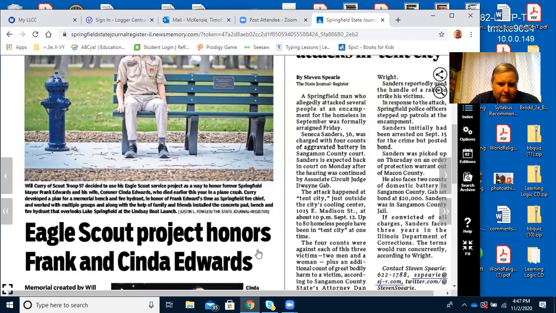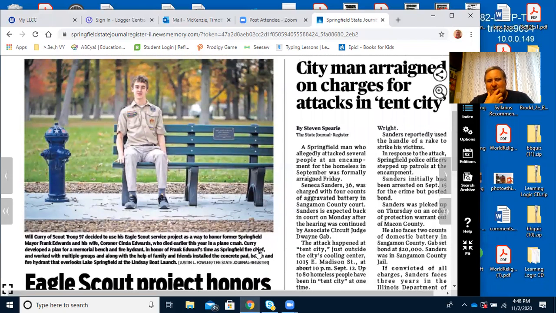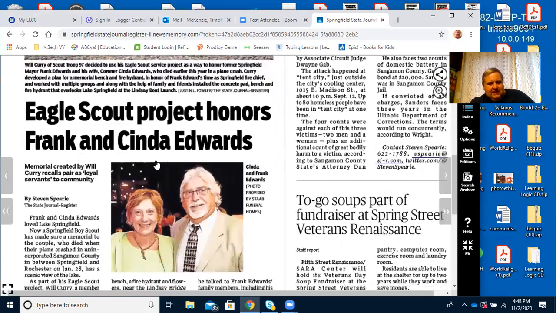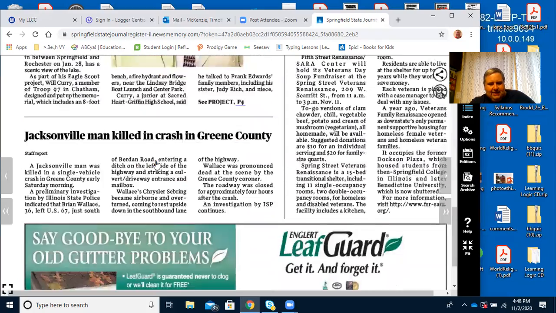Time at the Springfield fire chief and worked with multiple groups along with help from family and friends, installed the concrete pad, bench, and fire hydrant that overlooked Lake Springfield at the Lindsay boat launch. So there we go. Now it describes the place, and probably the reason is it wanted to build some suspense, but it followed that same basic pattern.